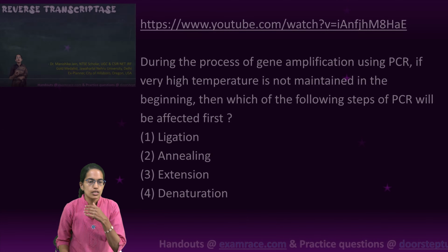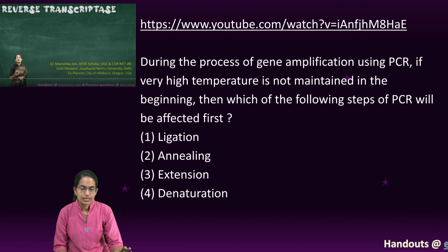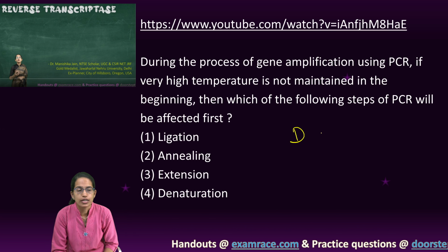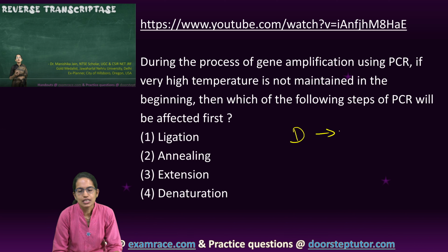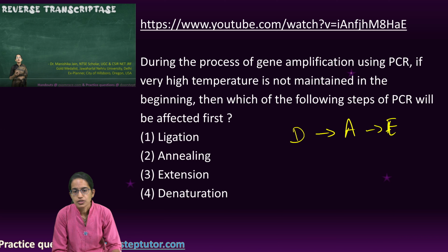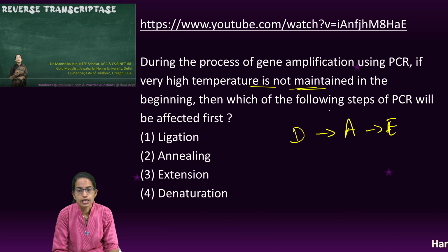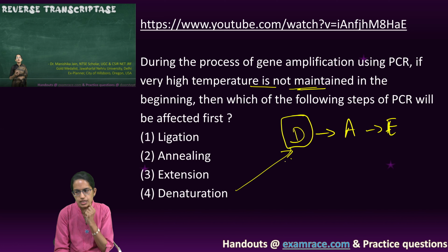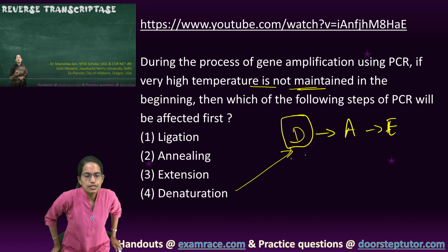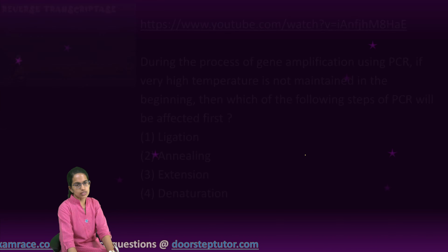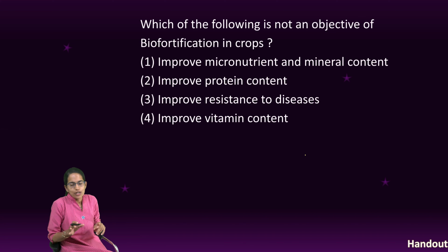The next question is again on PCR. In the polymerase chain reaction, we talked about the 3 stages in the section on botany. We have already covered it in the video. So it is denaturation, annealing, and extension. Now, here the question says, in the process of gene amplification in the PCR, very high temperature is not maintained in the beginning. Then, what would be affected first? Denaturation would be affected, which is the first stage definitely. So, if the high temperatures are not maintained, denaturation would be affected, which is the most initial stage or the initial process. The next question talks about biofortification.